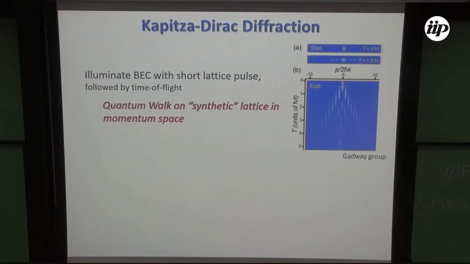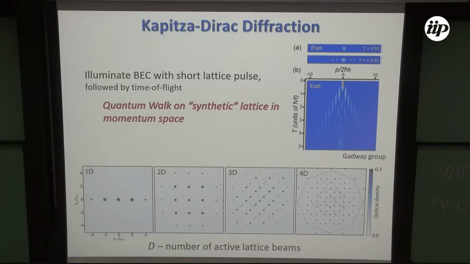And here's a picture from Price's group. This is an initial state. This is now in 1D, with a certain pulse duration where the system has now expanded in some directions, and they can follow things nicely as a function of the pulse length. You really see a quantum walk in momentum space.